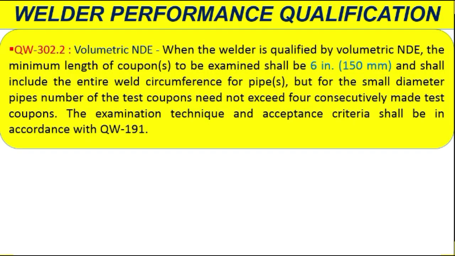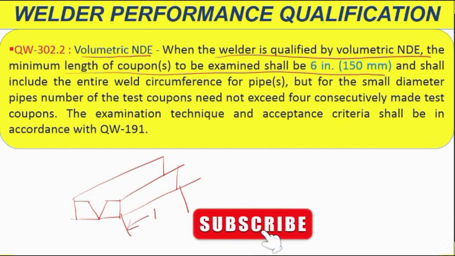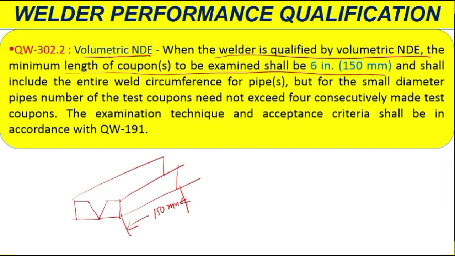Now we will go to the next one. QW302.2, what is there? The volumetric NDE. What is volumetric NDE? The internal defects we have to check by radiography or ultrasonic testing. When the welder is qualified by volumetric NDE, what should the minimum length be? 150 mm. This length is 150 mm. The minimum length of coupon to be examined is 150 mm and shall include the entire weld circumference, meaning the full weld circumference should be there.